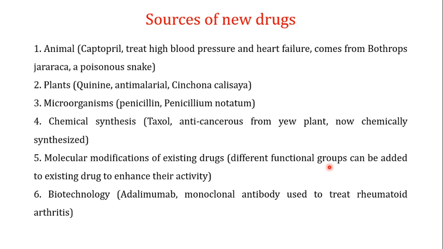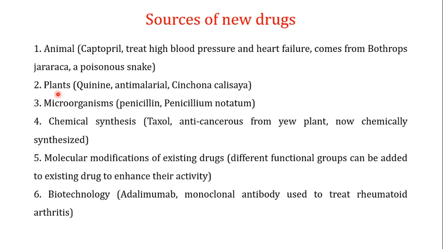Now, what are the sources of new drugs? Where can you find new drugs? New drugs can come from animals. For example, captopril is a drug derived from a poisonous snake known as Bothrops jararaca, and captopril is used to treat high blood pressure and heart failure. So animals can be sources of new drugs, and this is just one example.